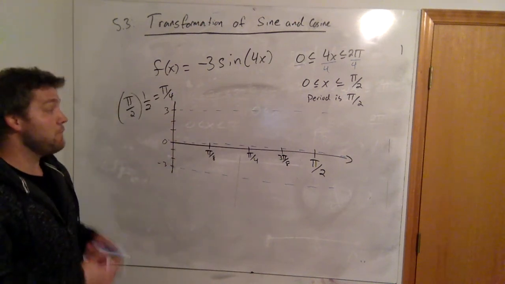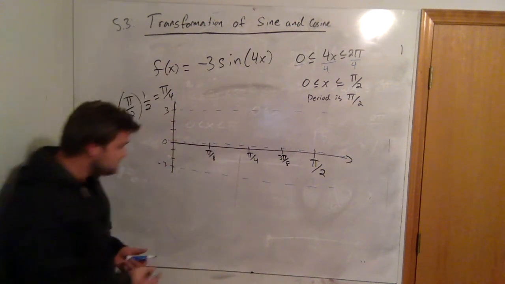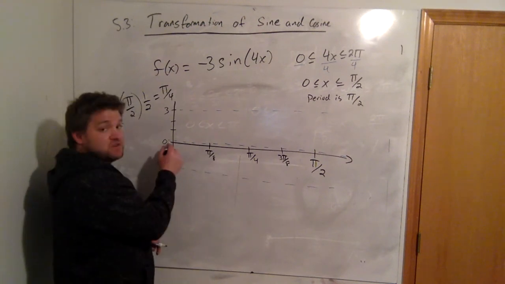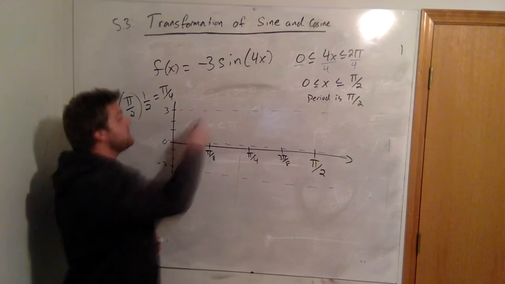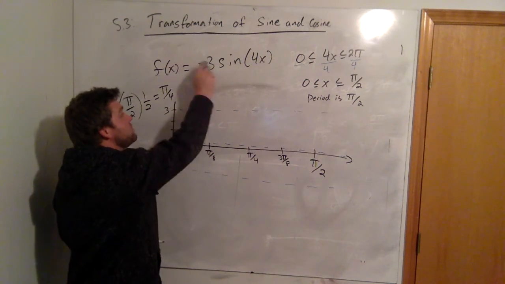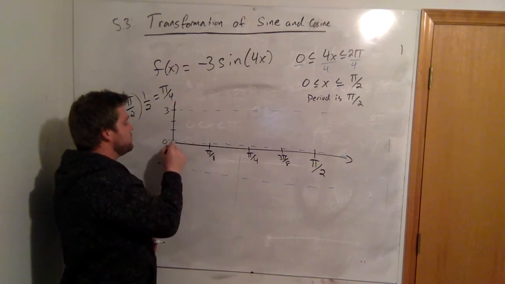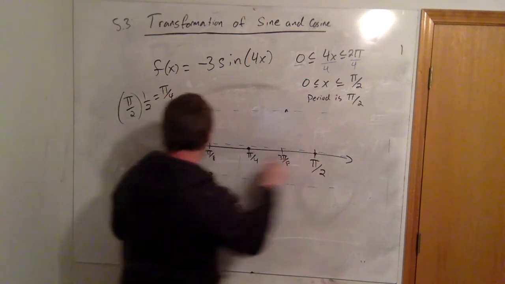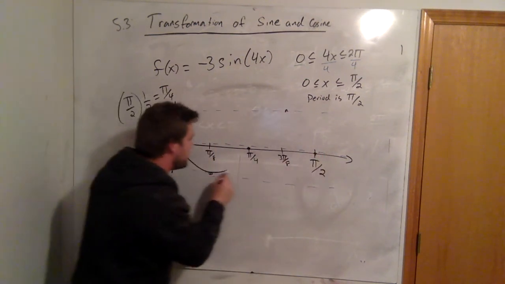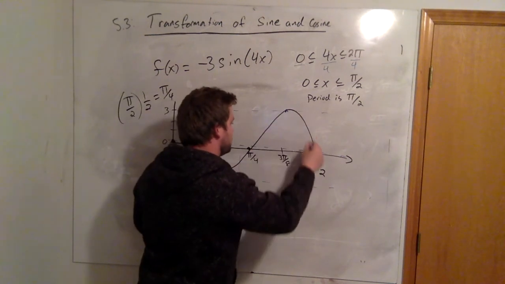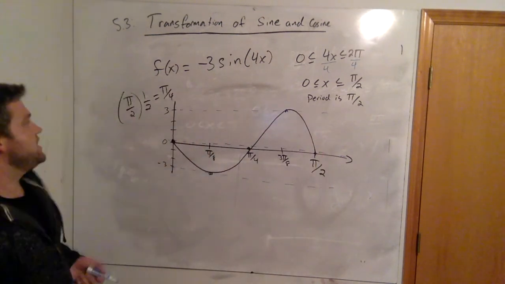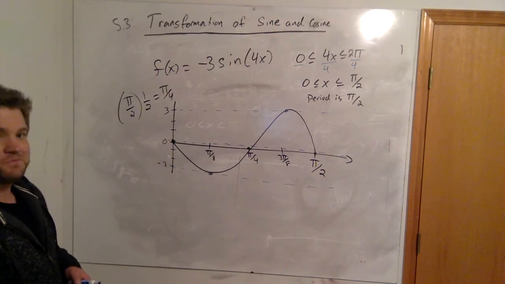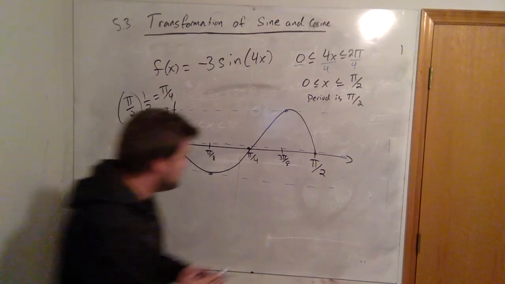And now I'm just going to bounce appropriately. Sine always starts at equilibrium. Sine would normally then go up, but I'm reflecting the graph over the x-axis, so I'll start here and then go down. And there we have it. Connect the dots. And here we have the graph of -3 sine of 4x. Beautiful. Okay, let's do another example.